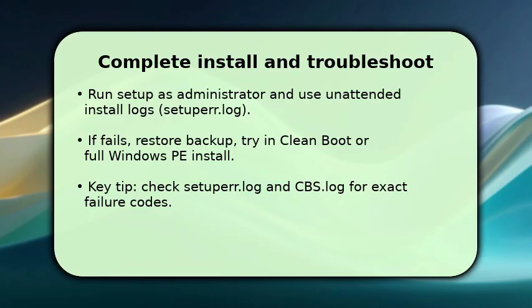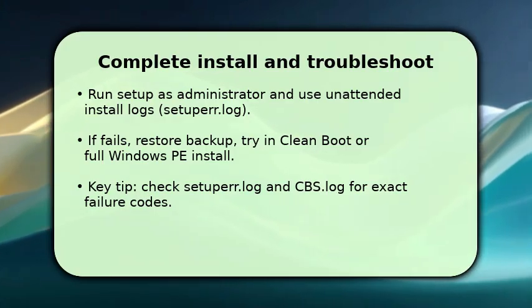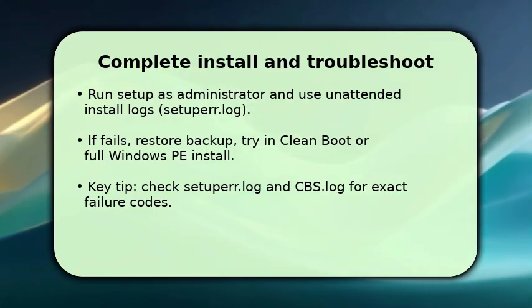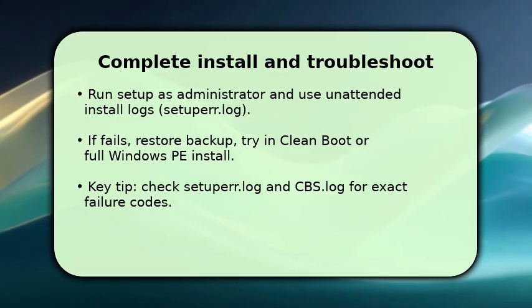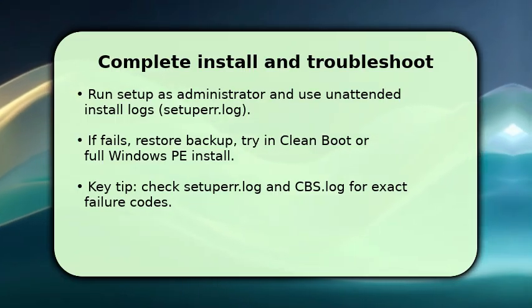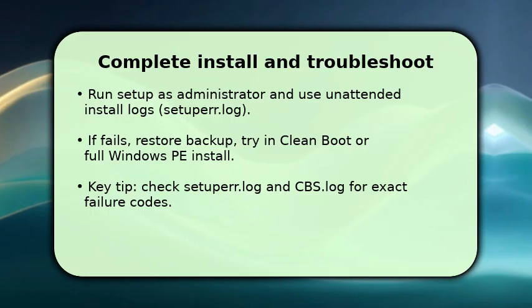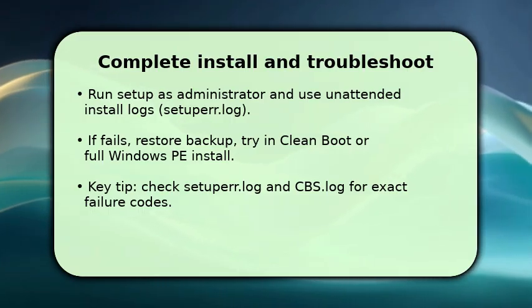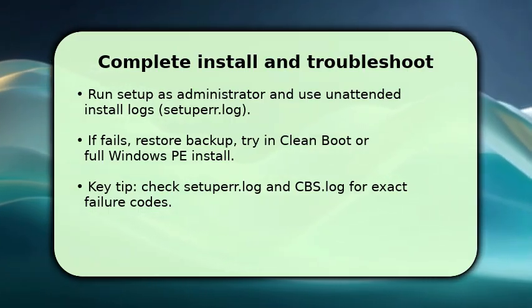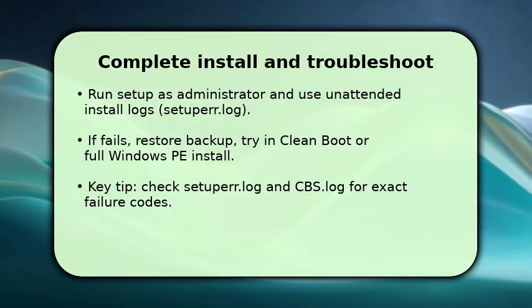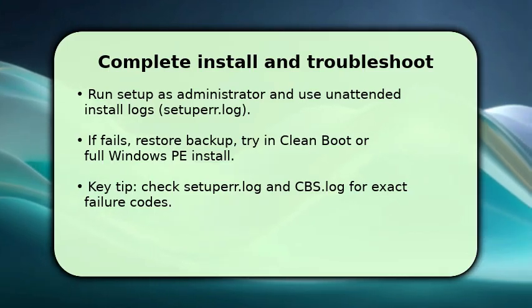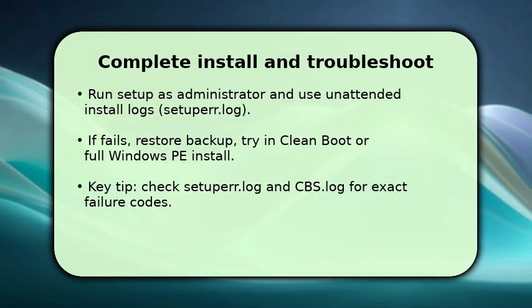Finish by running the Windows installer as administrator from safe mode with networking. Watch progress and collect setupact.log and CBS.log for diagnostics. If the install still cannot complete, restore your backup and try again using a clean boot, or perform the install from the Windows pre-installation environment to bypass the existing OS.